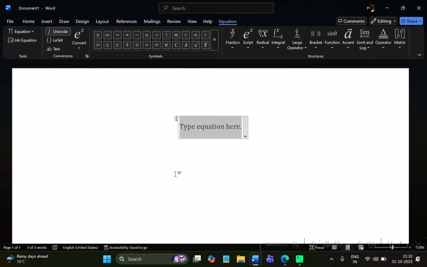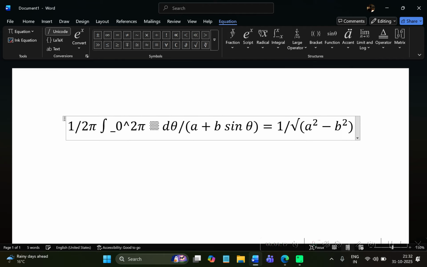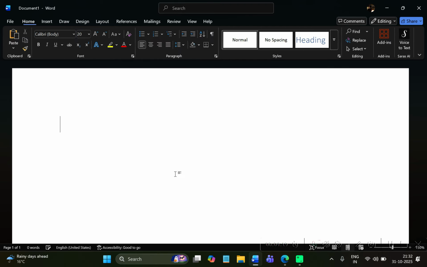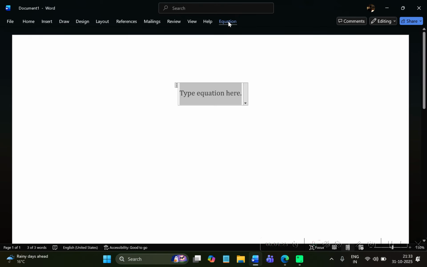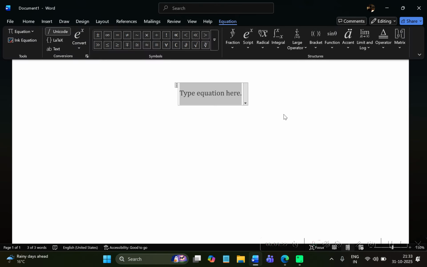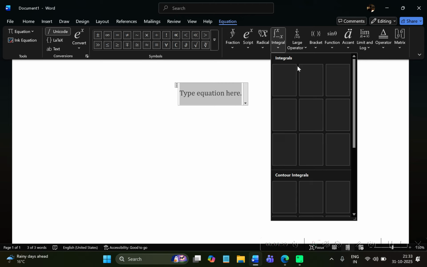Let's say integral minus infinity to plus infinity. Okay, so for integral, I'm not sure if this is gonna work. It doesn't work. Okay, fine. I'm kind of improvising. So you always have this option. Once you type equation, you have this equation tab which will appear, and in the equation tab, of course, you have integral here, and you have everything here.